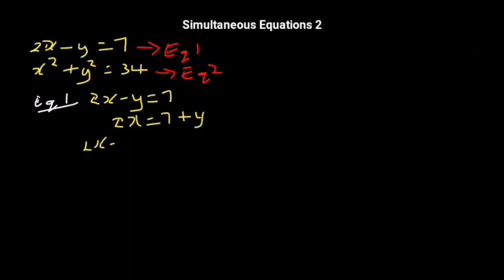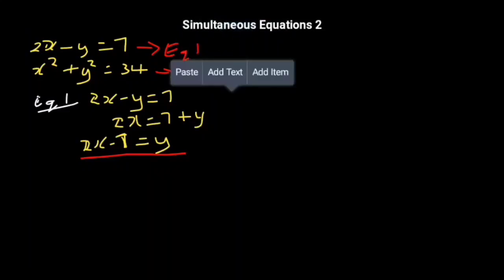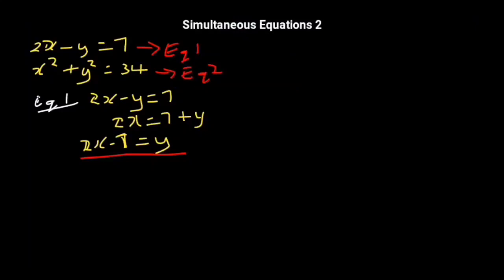Now we'll move our 7. So we have 2x minus 7, because our 7 is adding on our right, so it's going to be minusing on our left, and that is equal to y. So we have an equation for y. Now what we need to do is, wherever we see y in our second equation, we're going to input that equation that we have for y, which is 2x minus 7. So let's just divide our page.